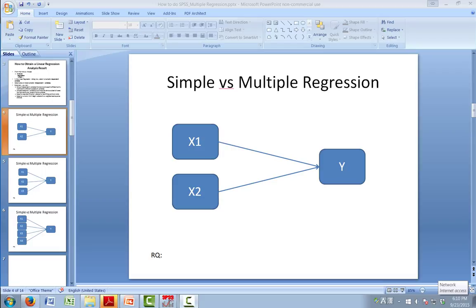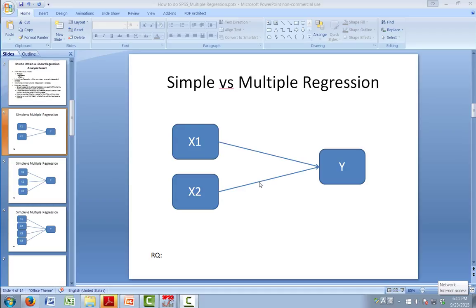All right. In this lecture, we try to implement multiple regression in SPSS. First of all, what is the difference between simple regression and multiple regression? In simple linear regression, we only have one independent variable, right? So x1 impacts y, which is the dependent variable. But right now we have two independent variables. So this is the simplest version of multiple regression, right? Because we have two independent variables.